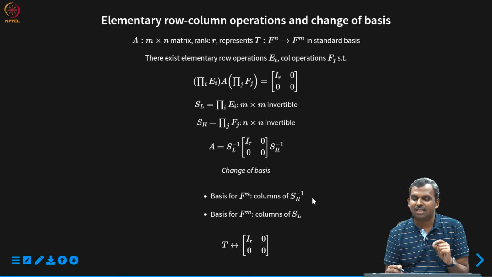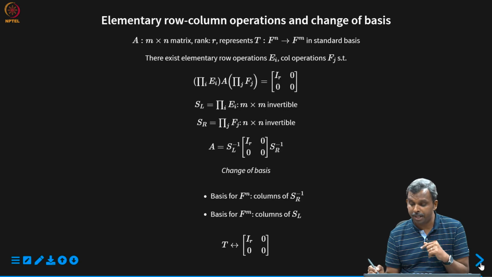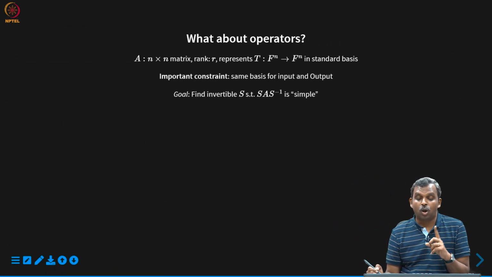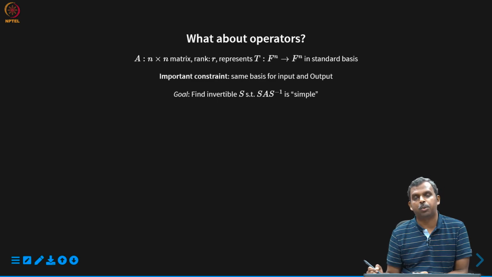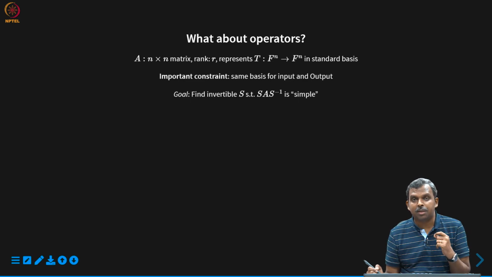But it turns out there is that little bit of problem with allowing different bases for V and W. When you go to operators in particular, there is a lot of motivation to keep the bases the same for input and output. So if you have operators, n cross n matrices, let's say rank is R, the transformation is from Fn to Fn, let's say in the standard basis you give a matrix. Usually this constraint becomes very important. You don't want one basis for the input, another basis for the output.